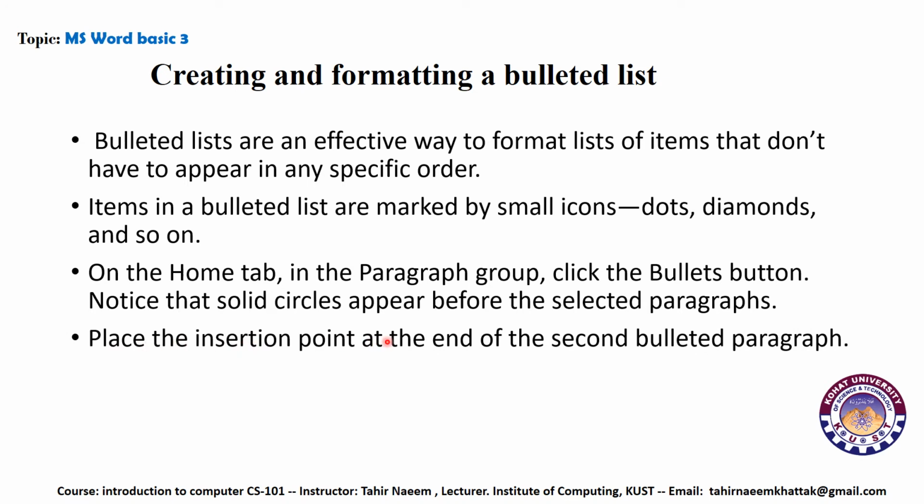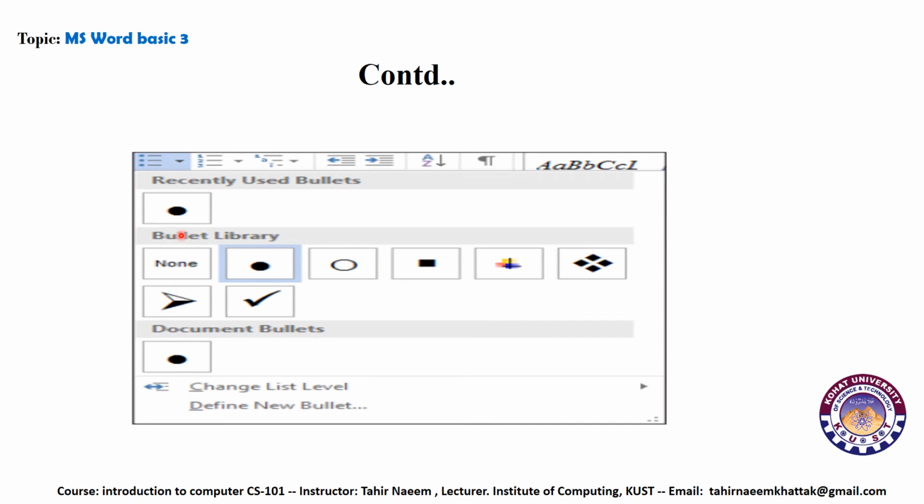Place the insertion point at the end of the second bulleted paragraph. So basically, if I put our cursor here and click Enter, then the next bullet will appear here as well. If we click Enter again, another bullet will appear. Here, these are the different default bullets. Normally, most of the time we use this.